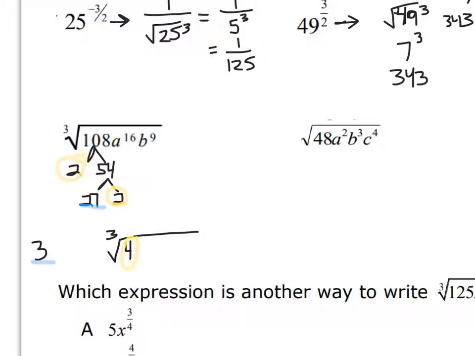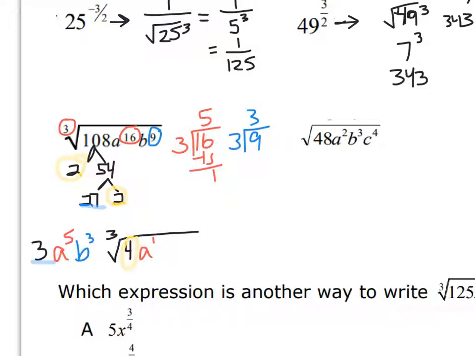Now let's look at our variables. So we're going to do 16 divided by 3. 3 goes in 5 times, so I get to take out an a to the 5th, and that has a remainder of 1, so underneath I have a to the 1st. Then we're going to go b to the 9th. 9 is divisible by 3 times, so I get b cubed, and that obviously has a remainder of 0, so I don't have anything else left under my radical. Make sure you don't forget to put your cube root next to your radical.